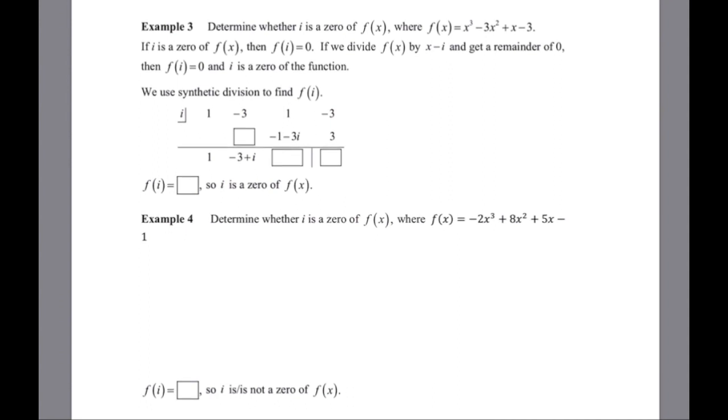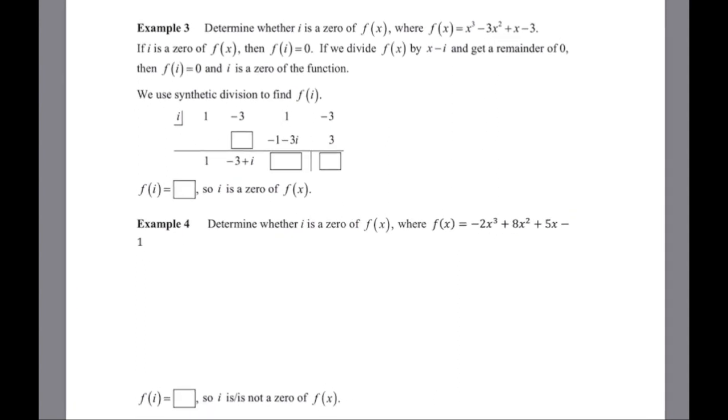Determine whether the imaginary value of i is a 0 of the function x cubed minus 3x squared plus x minus 3. It's written in descending order. I don't have any missing pieces. So we want to know if i is a solution, so we'll start off by putting i in our box here.